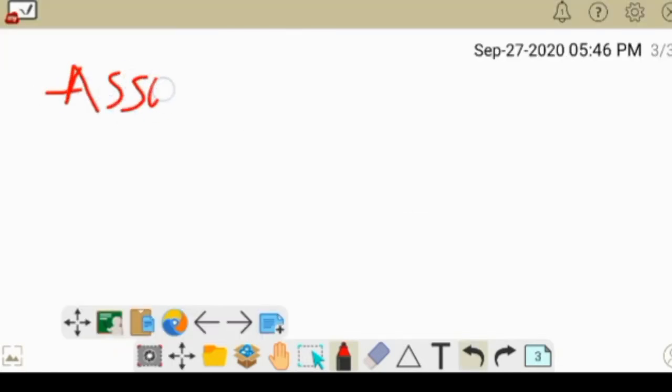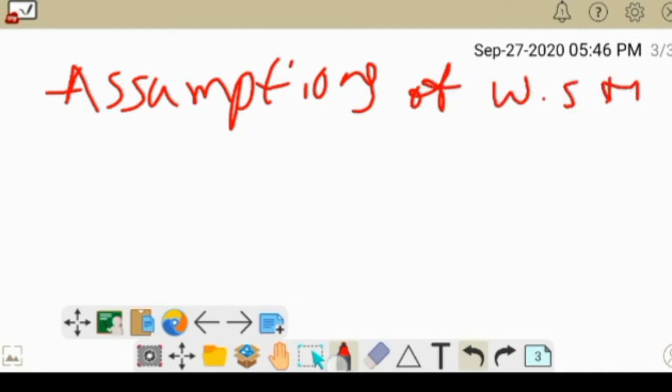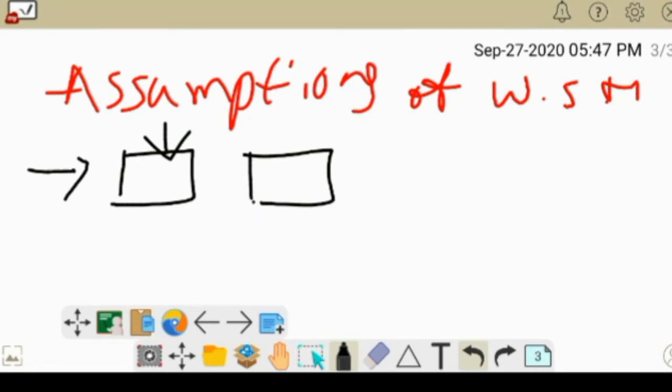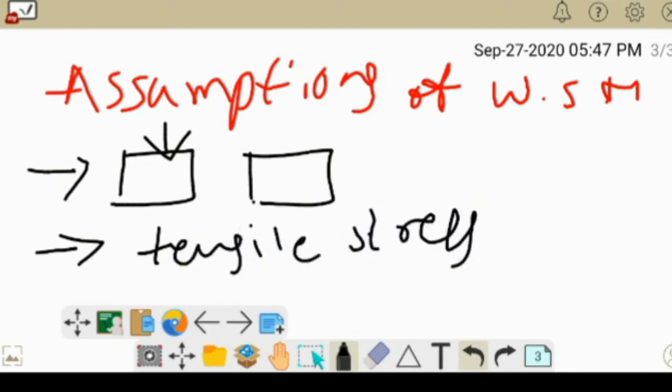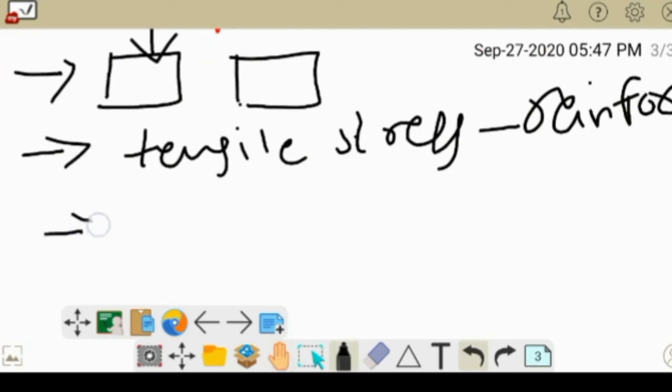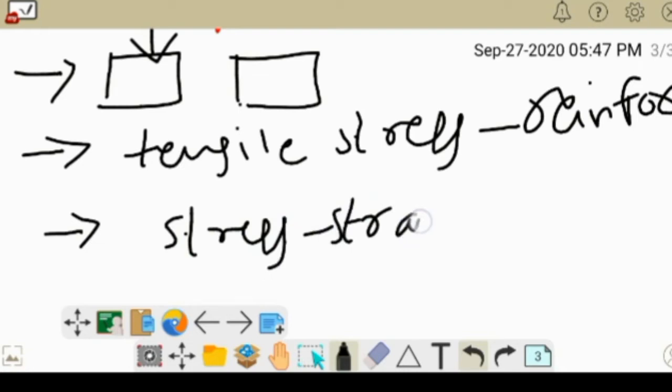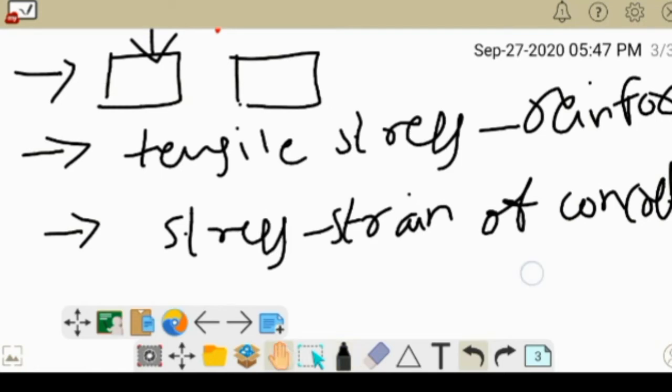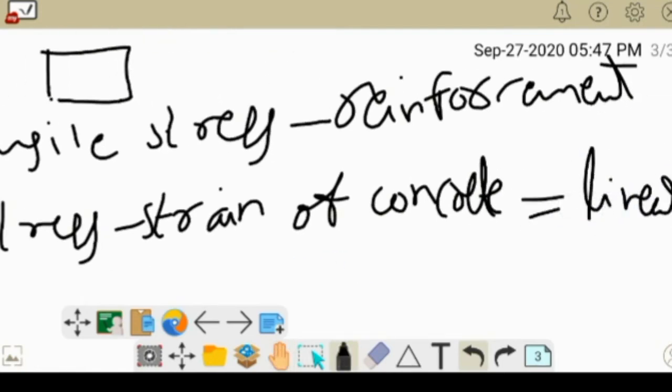Let us discuss the assumptions of the working stress method. First, at any cross section, plane sections before bending remain plane after bending. All tensile stresses are taken by reinforcement only. The stress strain relationship of concrete under working load is linear, a straight line.